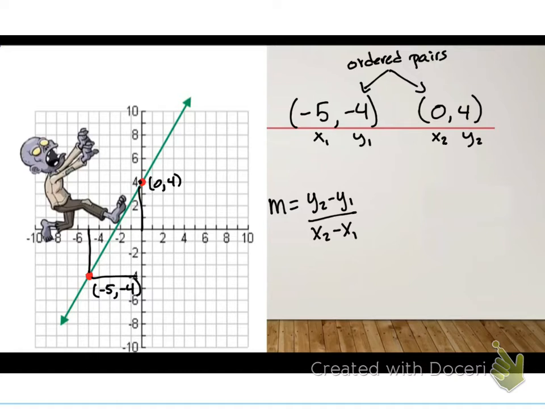Okay. And let's go ahead and input our numbers. So first we have a y2. Our y2 is going to be this right here, this 4, right? So let's go ahead and put 4. This is equal to 4 minus our y1, which is this number right here, so minus a negative 4.